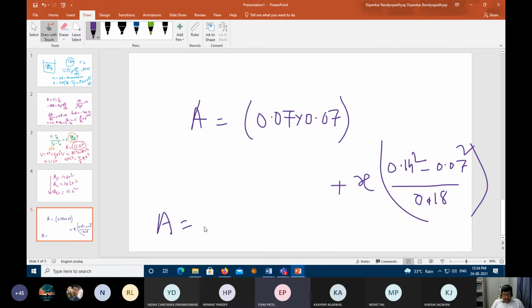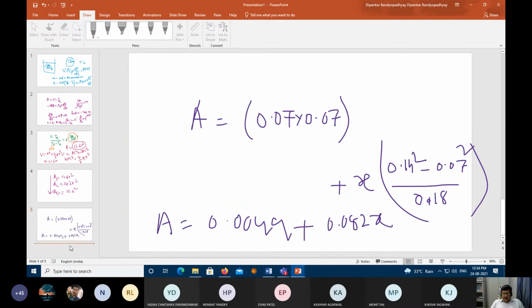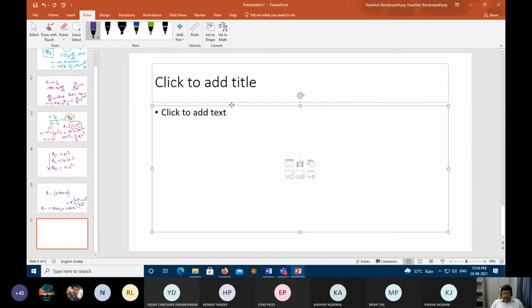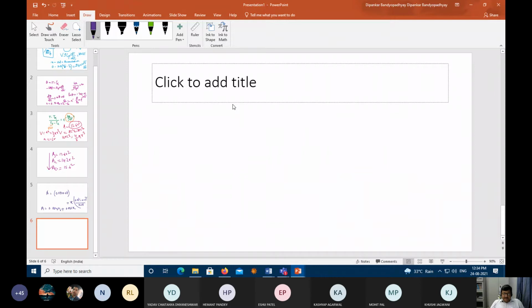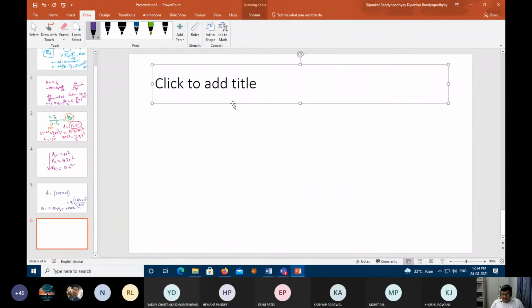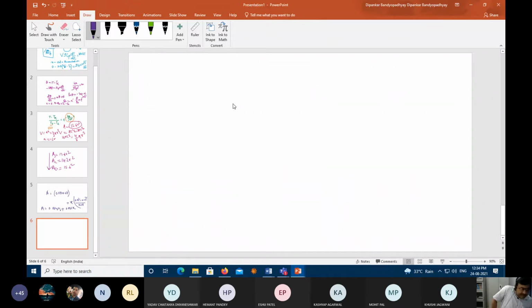So 0.0049 plus 0.082x. Very good. 0.082x, right? Now what should you do? So now you have settled the matter with respect to the area. What is your next target? Your next target is to do an energy balance now, right? You want to perform an energy balance, correct? That is your next target.